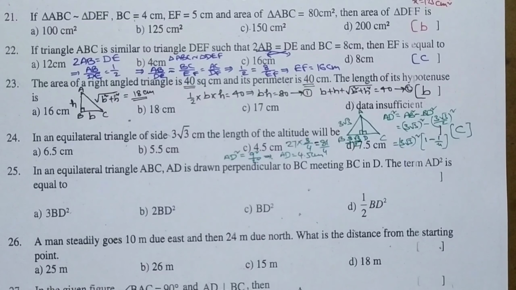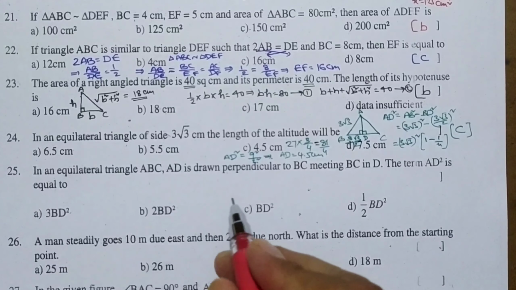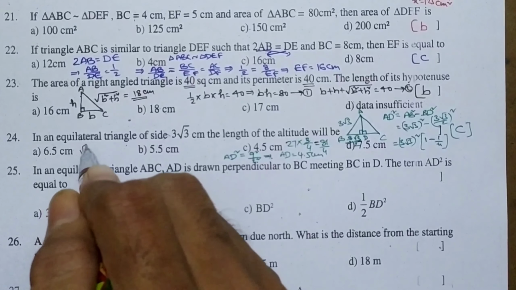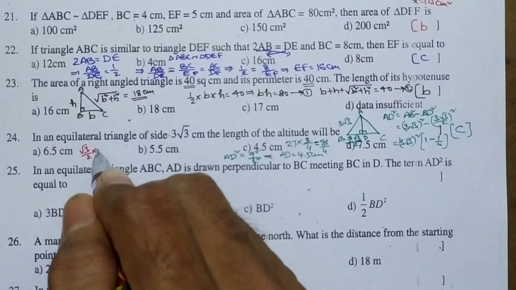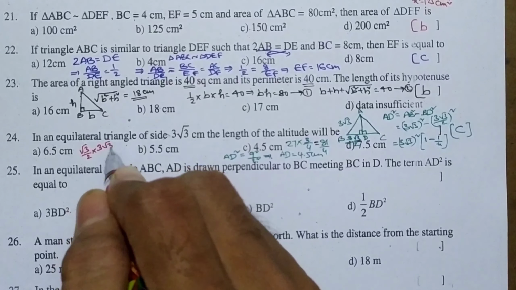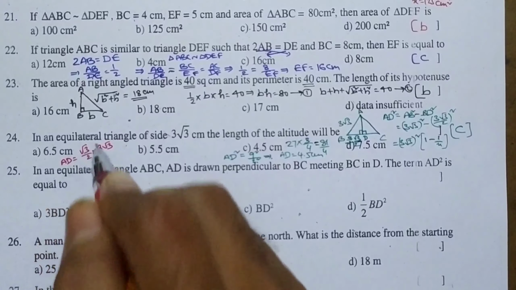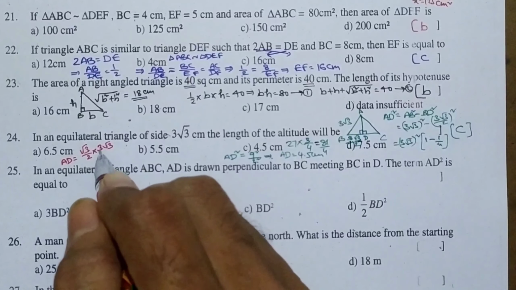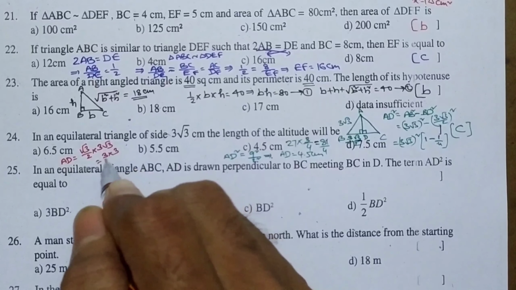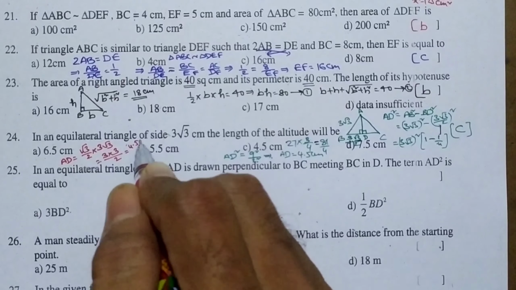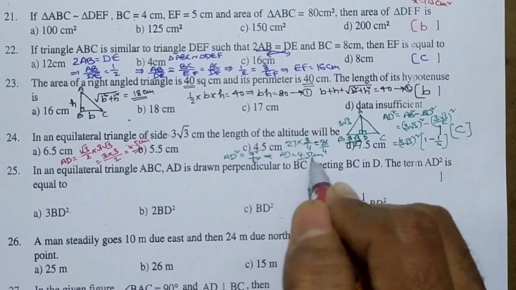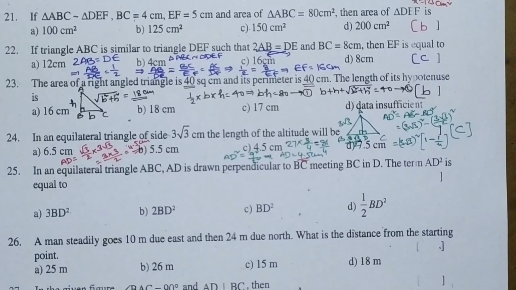And the same problem can be done in another way. There is a direct formula: the altitude of an equilateral triangle is root 3 by 2 times a, where a is the side. Root 3 by 2 times the side. The side is 3 root 3. So here, 3 root 3 into root 3: let us write 3 as it is, and root 3 into root 3 is 3. So 3 into 3 by 2 is 9 by 2, which is 4.5 centimeters. So by this way also you will get 4.5. Anyway, 4.5 centimeters is the right answer.